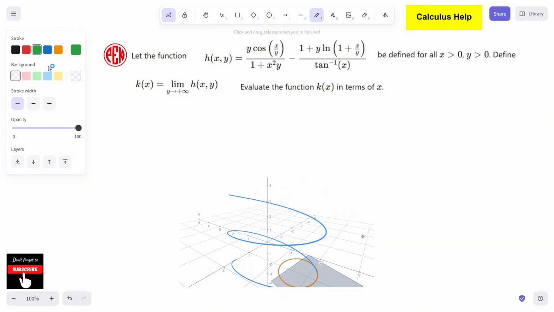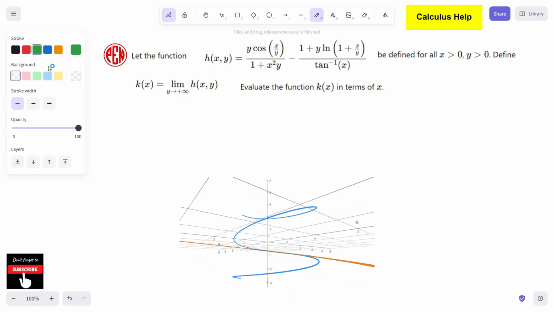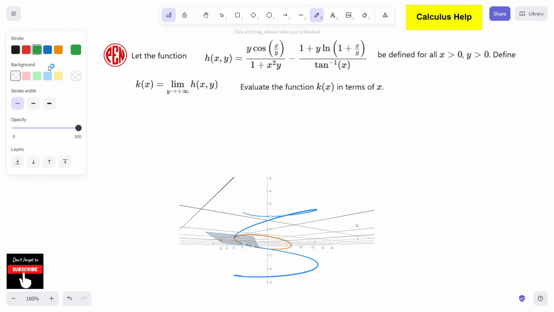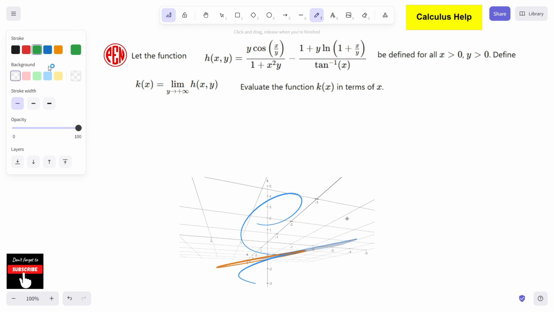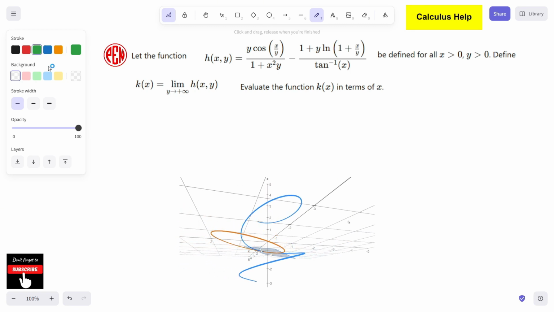This problem is to evaluate a limit of a function of two variables as one variable tends to infinity. Let the function h of x and y be defined as: the first term is y times cosine of the quantity x divided by y, divided by 1 plus x squared times y. And from that, we subtract the second term, which is 1 plus y times the natural logarithm of the quantity 1 plus x over y, all divided by the inverse tangent of x.